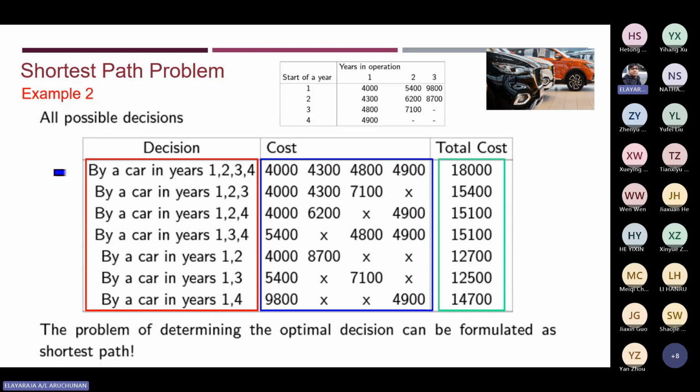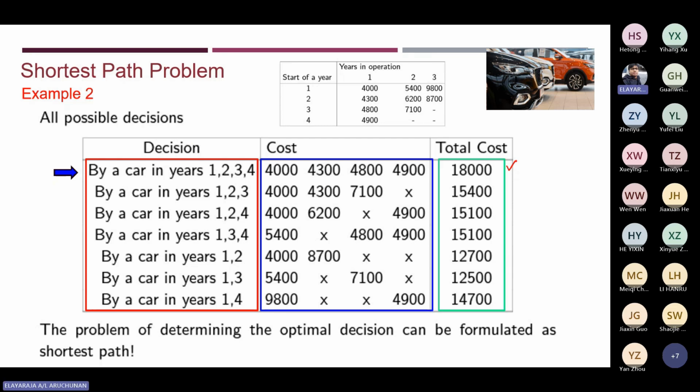Now you can see the first decision you make: you buy a car in the first year, second year, third year, and fourth year. When you buy in the first year, the price is 4,000, and then in the subsequent year you buy another new car, it's about $4,300. In year 3, when you purchase a car, it's 4,800, and at the beginning of the fourth year, when you purchase the car, it's 4,900. So you sum up everything, and the total cost involved is 18,000. That's the first possible way.